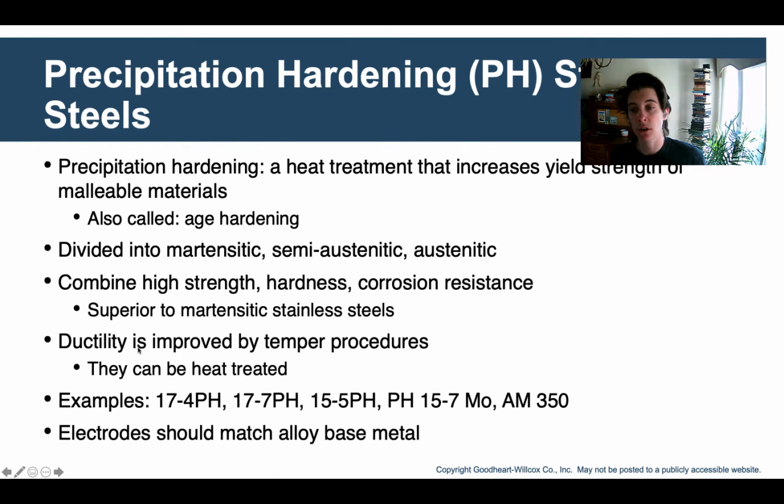The precipitation hardening stainless steels are labeled usually with the pH for precipitation hardening, so that is usually easy to tell. And if you are welding this, the electrode must match the base metal. So you have to make sure you're buying the correct electrode for the steel that you are welding.